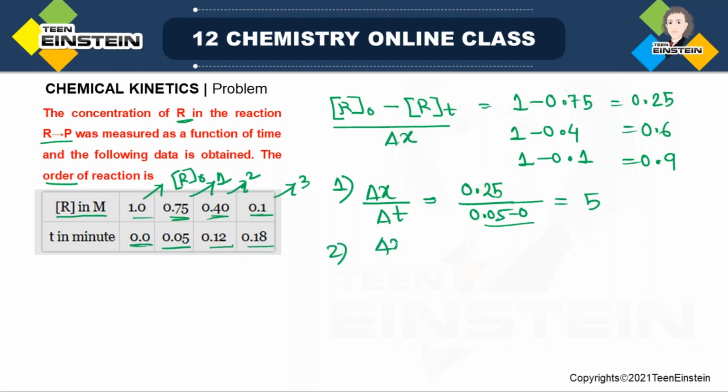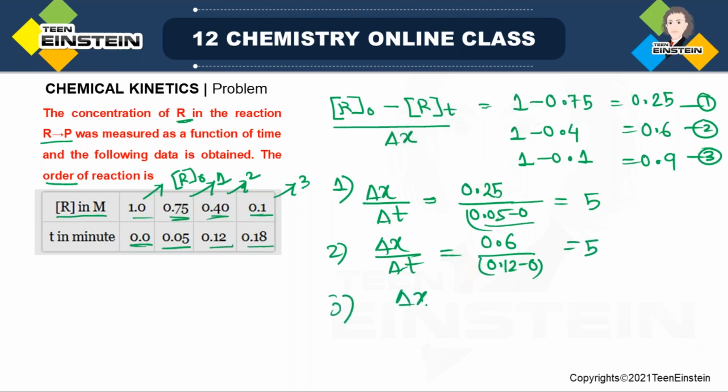For the second one, del x by del t, now we will write 0.6, divided by 0.12 minus 0. This is also 5. And for the third one, now it is 0.9 divided by 0.18 minus 0.10. This is also 5.